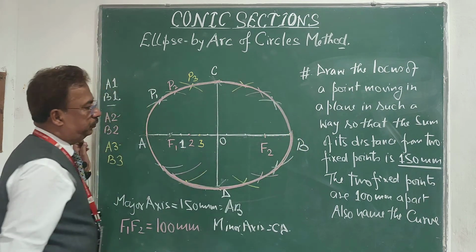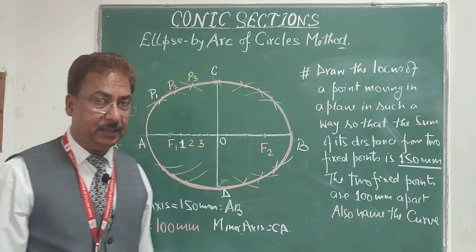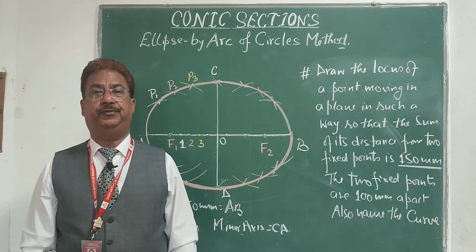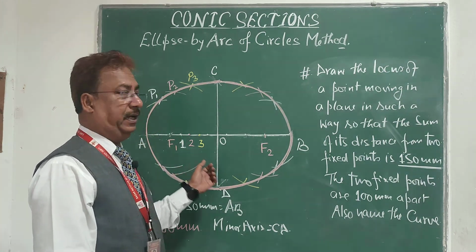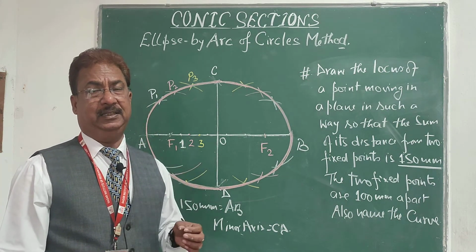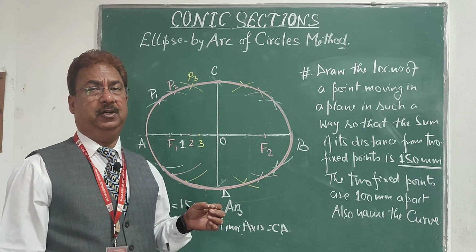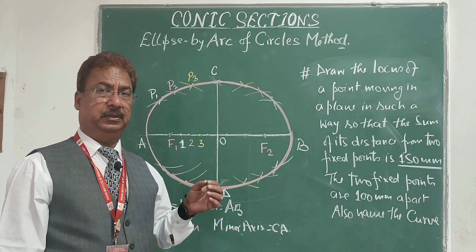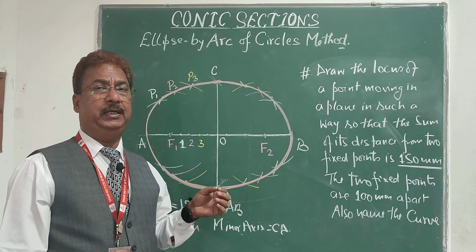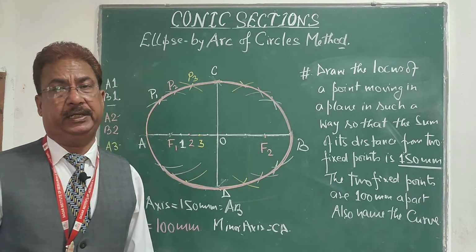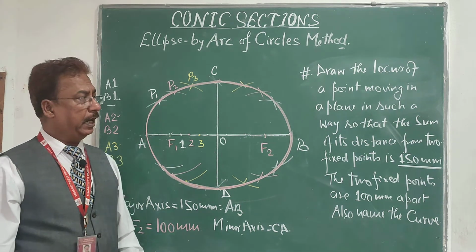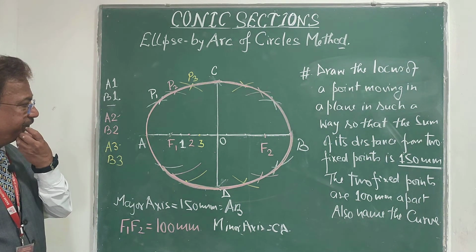This method is known as the arc of circle method, and this is a method in which I have located all the points by ensuring that the sum of the distances of all those points on the curve from the two fixed points F1 and F2 will always be equal to AB. I hope you understand the concept.